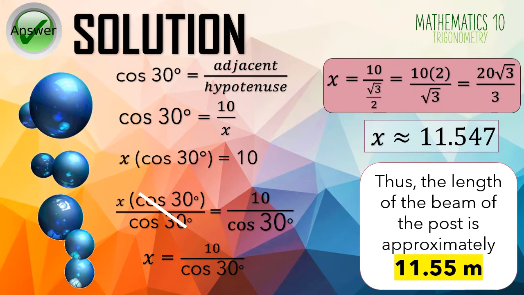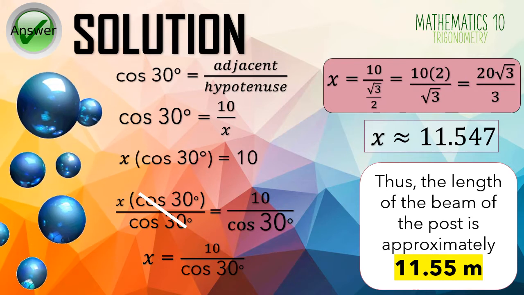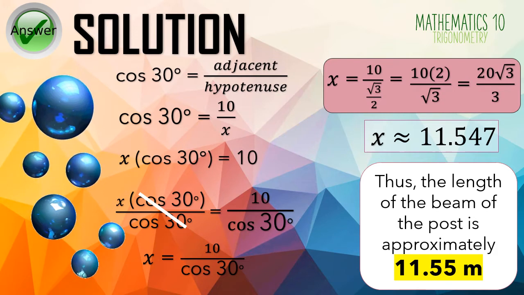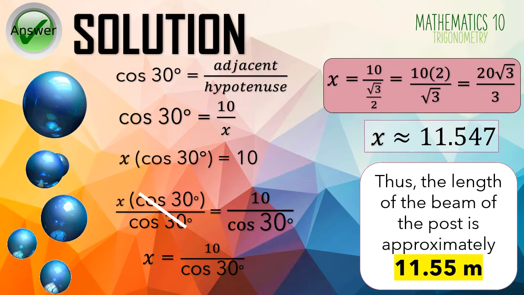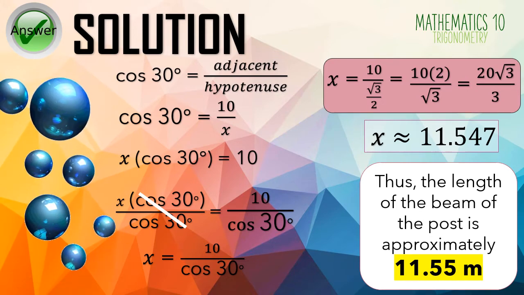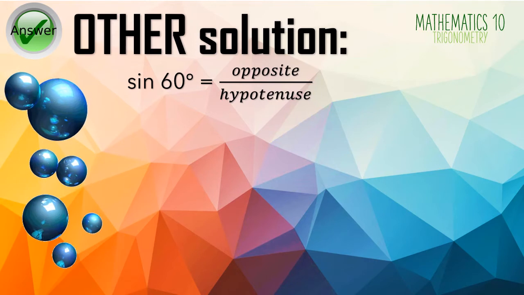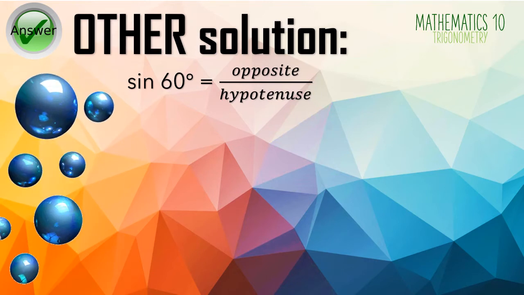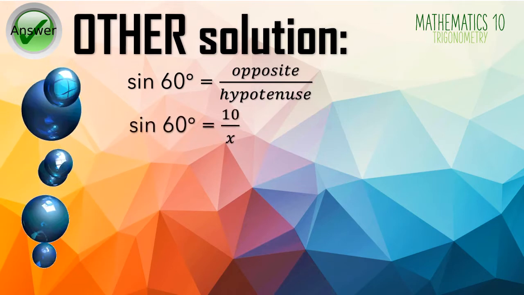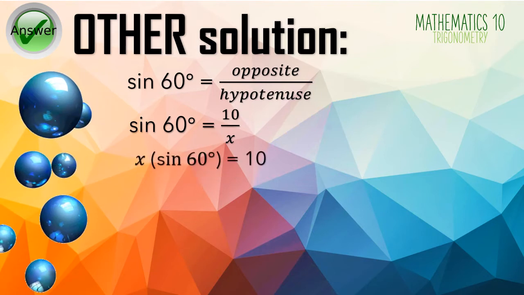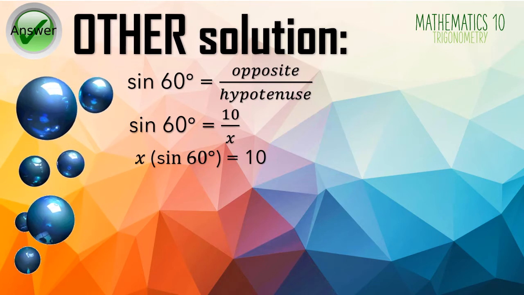Now, this is our computation based on the application of the complementary angles. What if we're going to use the idea of the application of alternate interior angles? Let's see if we will have the same answer as this, 11.547. So here, we are supposed to use sine 60 degrees. Our formula for sine is opposite divided by hypotenuse. Substituting in the formula, we'll have sine 60 degrees equals 10 over x. Now, cross multiplying, we'll have sine 60 degrees times x equals 10.